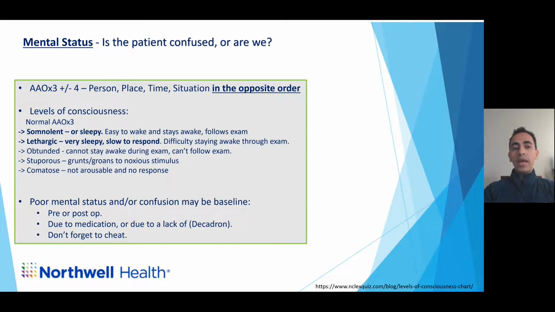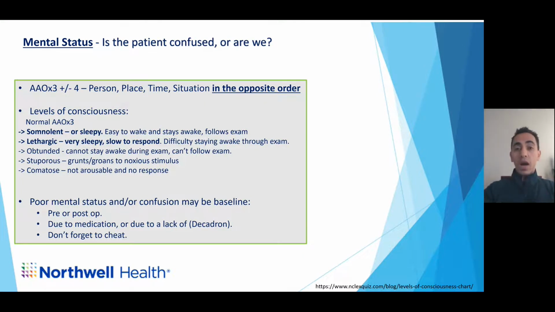And when someone has an abnormal exam finding, they lose these in the opposite order. So situation, then time, then place, then person last. So you tend to know who you are better than you know what time it is. And if that's not correct in your exam, something's off about that. So it's typically in this order.